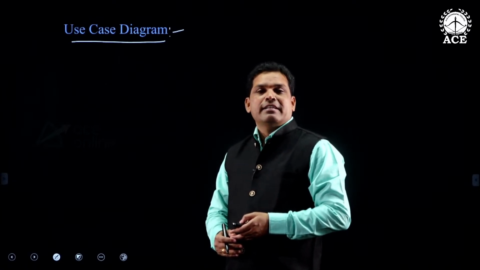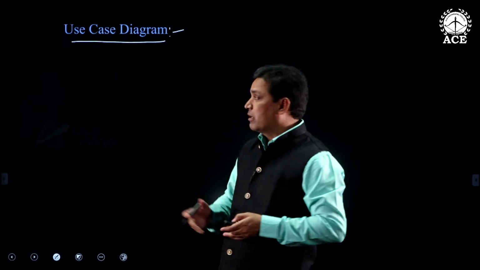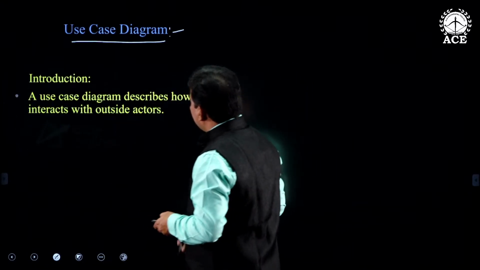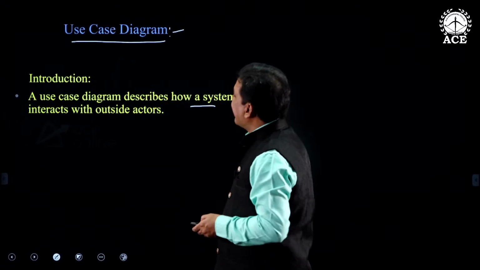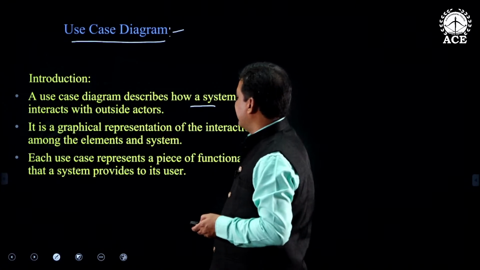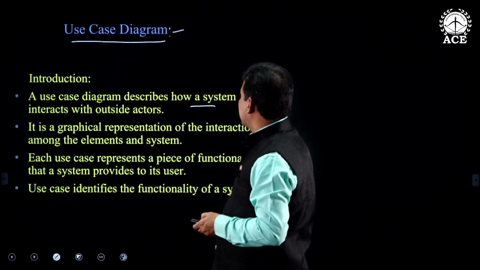What exactly the client is expecting from the software system can be represented by using a use case diagram, right? A use case diagram describes how a system interacts with outside actors. It is a graphical representation of the interaction among the elements. Each use case represents a piece of functionality.